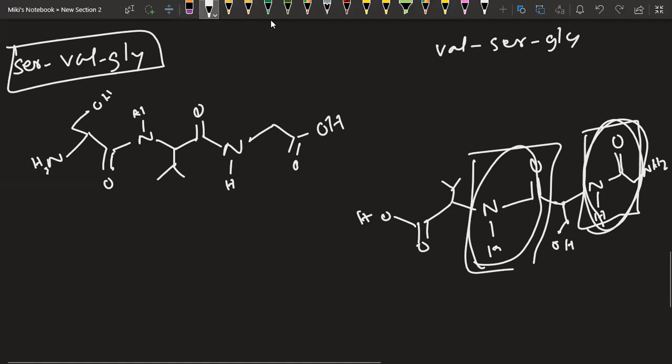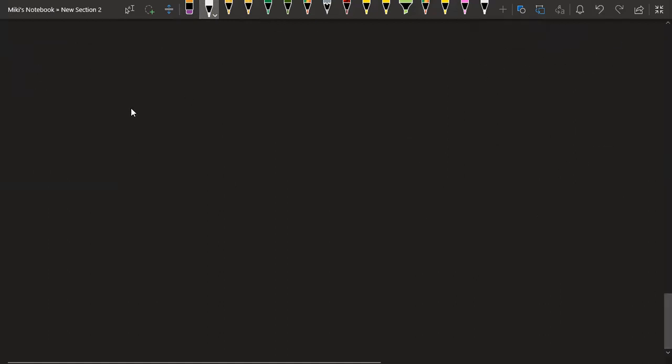There we got our fifth one. Finally, we have our sixth one, which could be valine. Then we could have glycine immediately, and finally serine. Okay, so what could be the molecule?